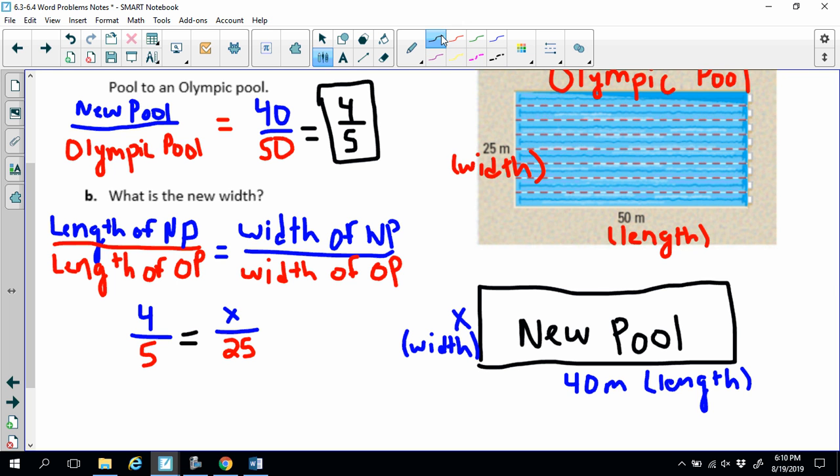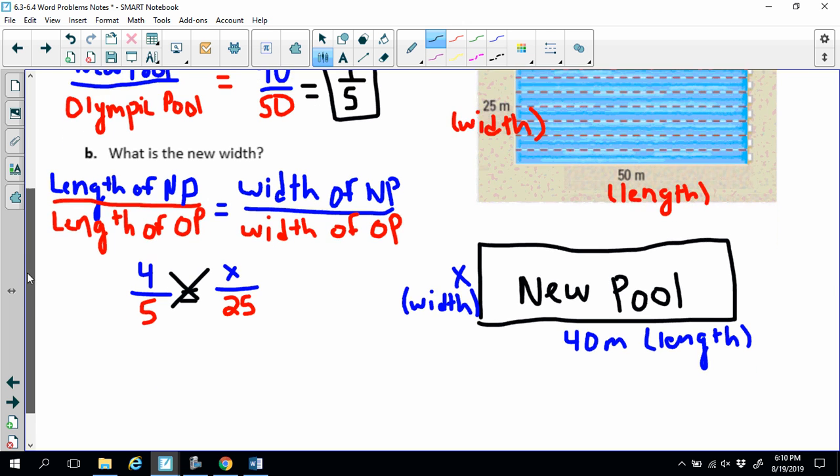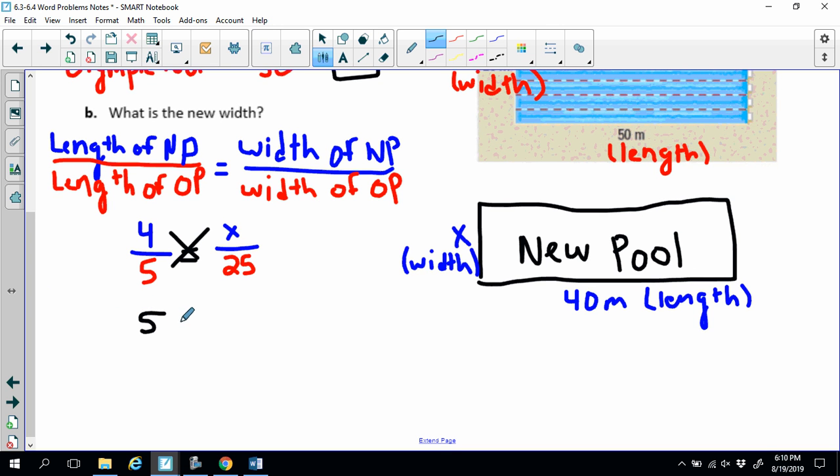So just as you've learned before, now we cross multiply. So we do 5 times X. That will give us 5X. And then we are going to do 4 times 25. That's going to give us 100.